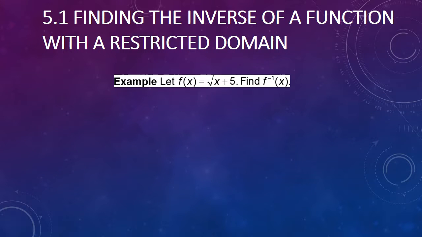All right, finding the inverse of a function with a restricted domain. We've got f of x equals the square root of x plus 5, and we need to find the inverse. You need to remember that we don't want a negative under a square root. So the first thing you need to do is determine the domain and range of the original function, because this is also going to feed into the domain and range of the inverse. Pause the recording, give this a try, and resume to see how you did.